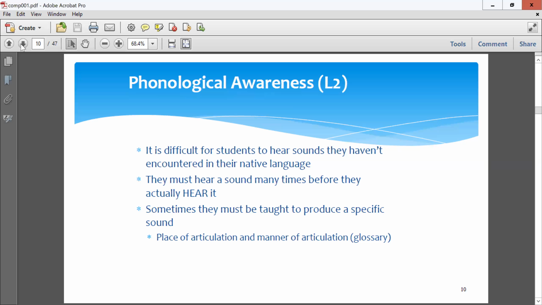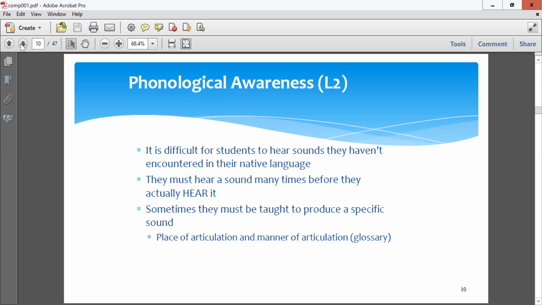So phonological awareness in the second language is sometimes difficult because students can't hear sounds they haven't encountered in their native language. So they have to hear the sound many times before they can really identify it. They must be taught then also to produce a specific sound. And in the glossary, there's some definitions for place of articulation and manner of articulation that really has to do with where you place your tongue while you're pronouncing words.